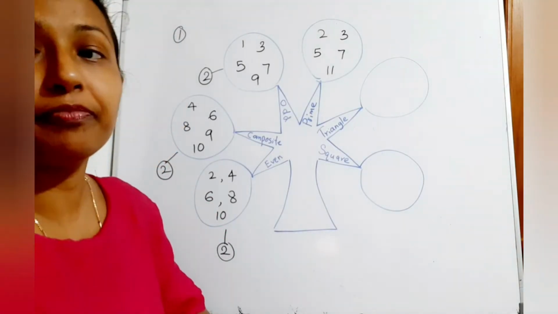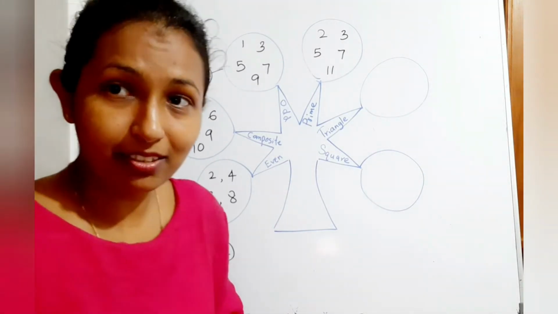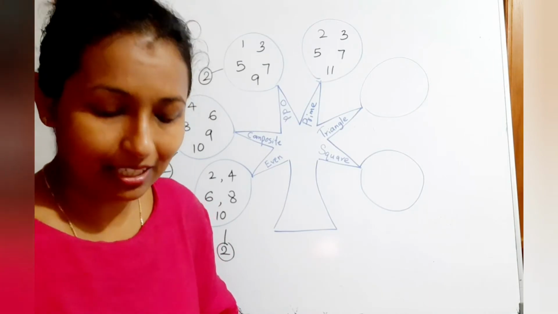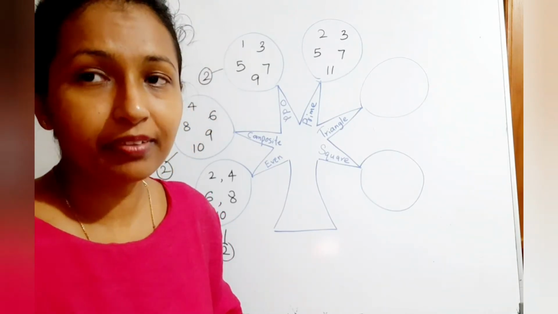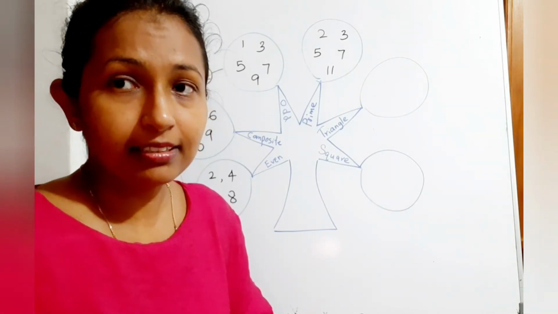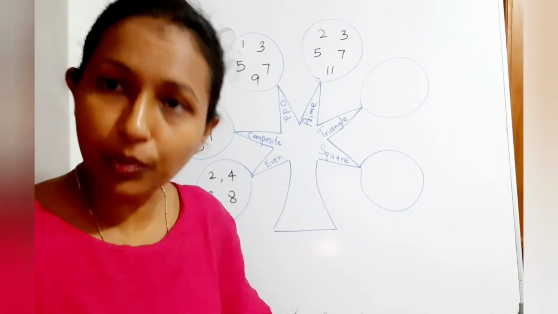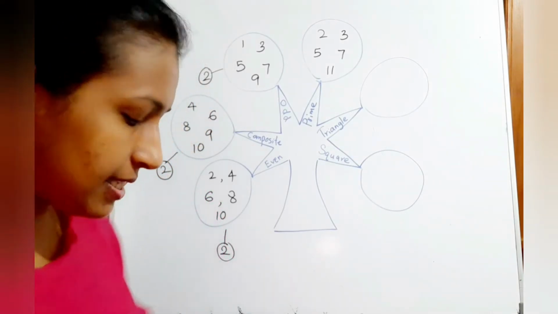Triangular numbers. What do you mean by triangular numbers? In the first part also we have discussed triangular numbers. Triangular numbers means the numbers that can be represented in a triangle by dots. What are the triangular numbers here?